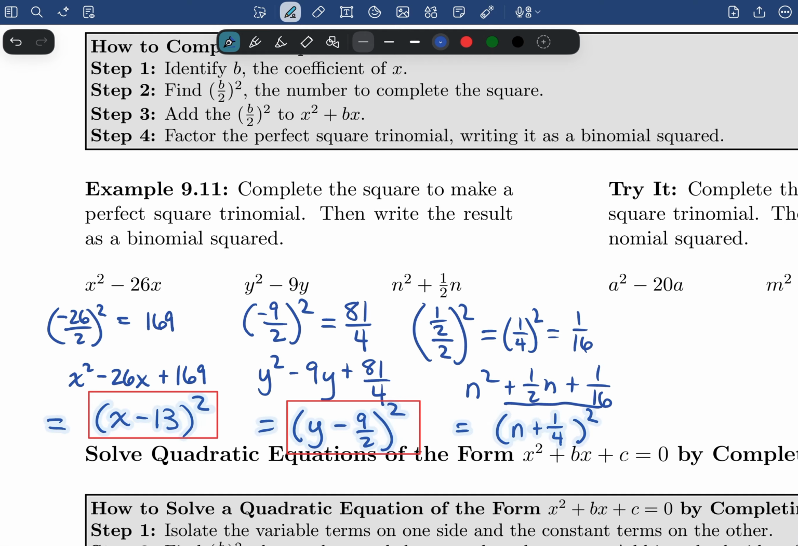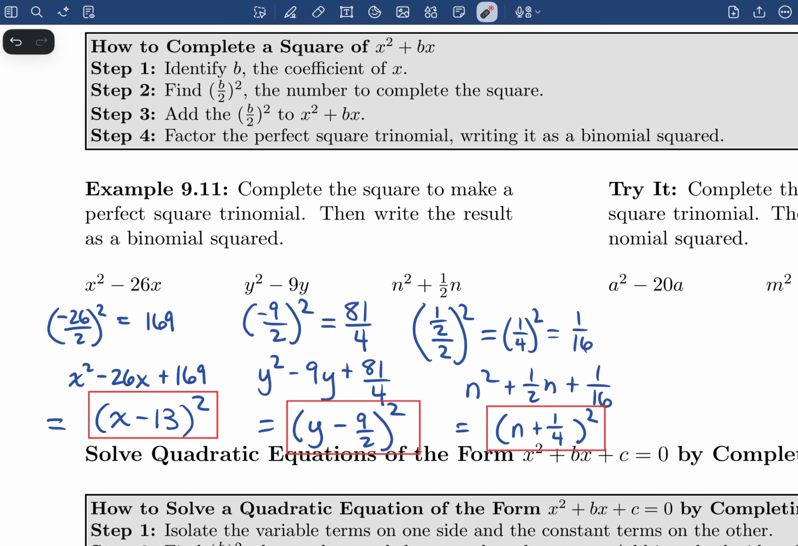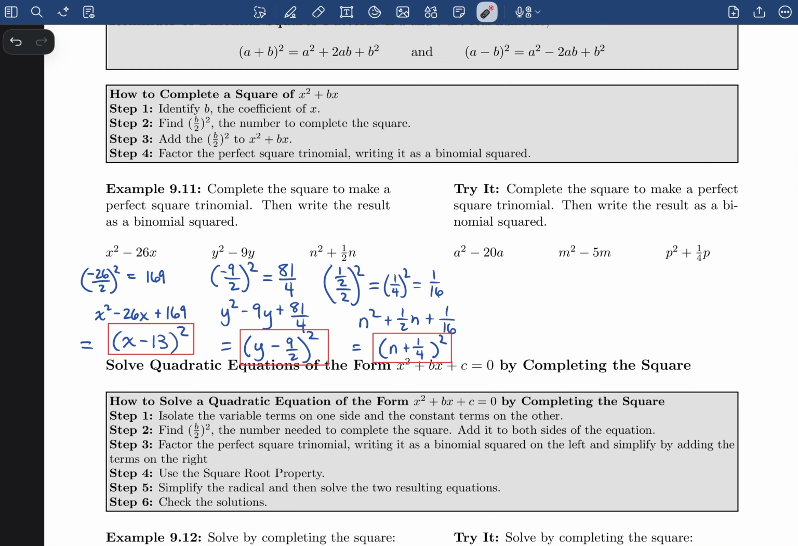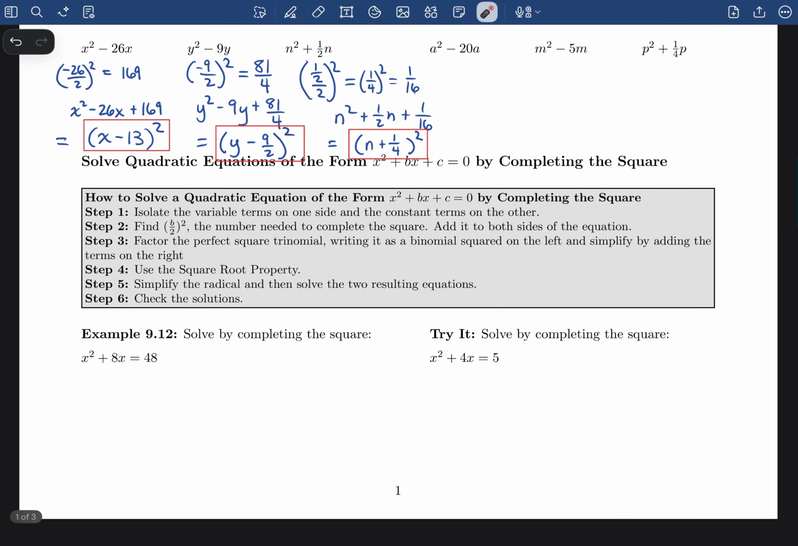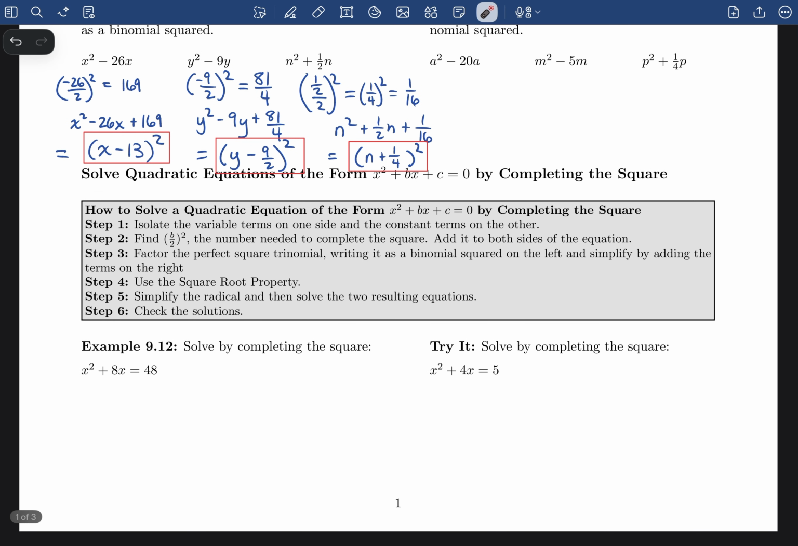Great. We have just worked on completing the square 3 times, in 3 different cases. We even handled it when we were dealing with fractions, like here and here, how to handle that situation. Now we're going to take this new skill of completing the square, and we are going to use it to help us solve quadratic equations. So we weren't solving, we were just practicing completing the square here, here, and here, so that we could use this new skill to solve quadratic equations of the form x squared plus bx plus c equals 0.